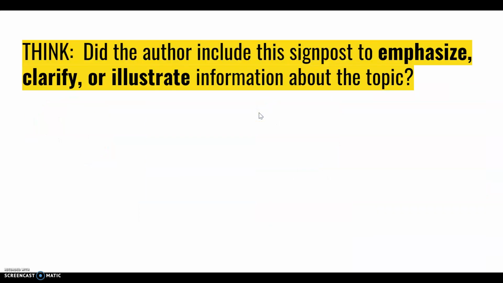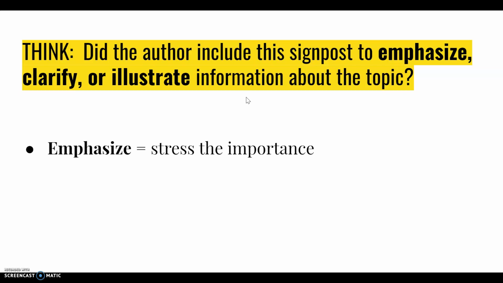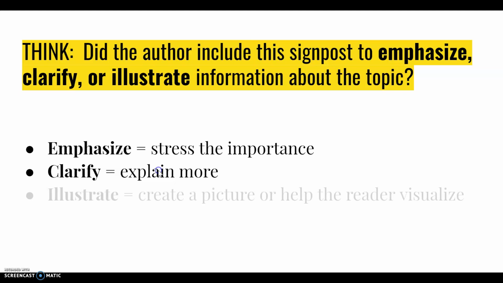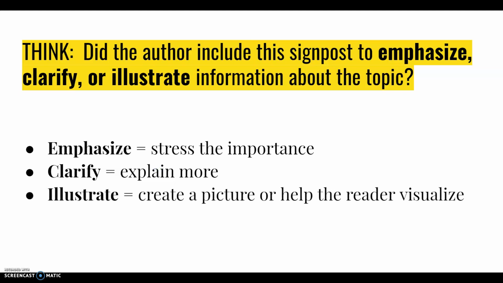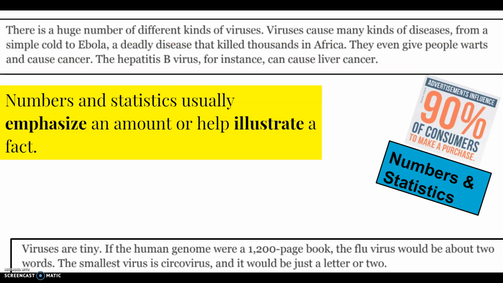So, when seeing that an author made a very specific choice, I want you guys to be thinking, did the author include this signpost to emphasize, clarify, or illustrate information about the topic? Again, to emphasize is to stress the importance. So when you see the word emphasize, I want you to think, is the author stressing the importance of something? To clarify is to explain more, and to illustrate is to create a picture or help the reader visualize something. So when you see that the author is using numbers or statistics, the purpose is usually to emphasize an amount or to help illustrate a fact.